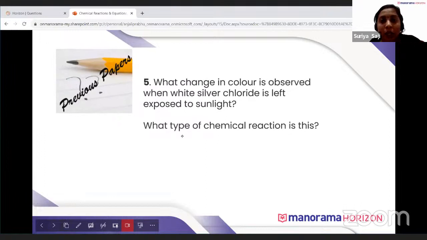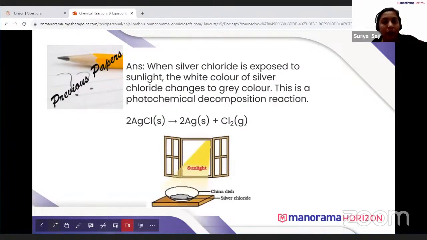The next one, what change in color is observed when white silver chloride is left exposed to sunlight? Silver chloride, AgCl, we are exposing to sunlight, that is a photochemical reaction, okay? It is also a decomposition reaction as well. Photochemical reaction, we told initially, is an example for decomposition reaction. So we'll get AgCl gives Ag plus Cl2.